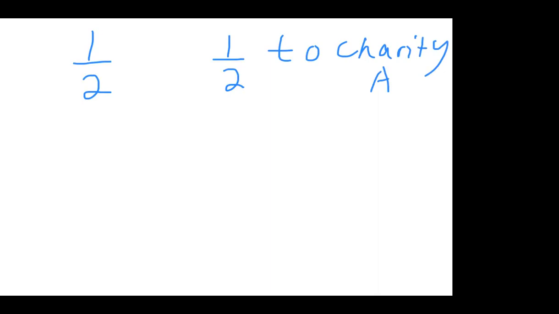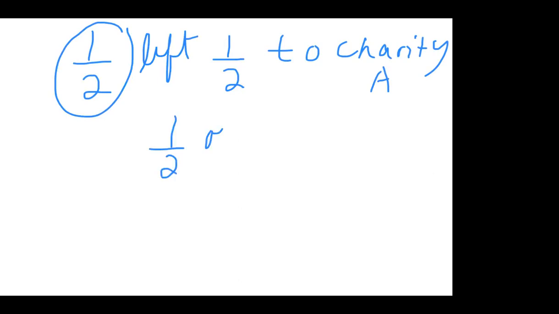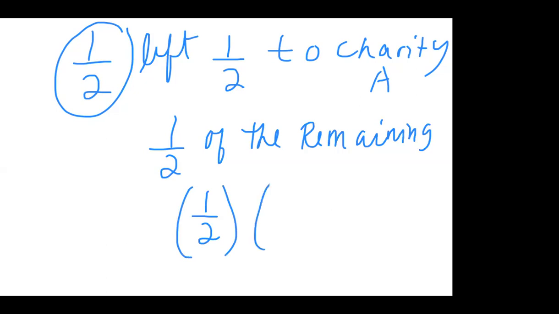So pretty much you've got a half left over, and then 1/2 of the remaining estate is going to go to charity A. So the remaining estate was 1/2, and then you're going to give half of that to charity. What part of the original estate is the charity going to get? You do 1/2 multiplied by 1/2. This is going to give you 1/4.